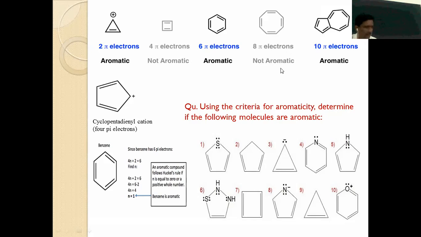So it is not aromatic. Again, there are 10 pi electrons. This is the azulene compound, azulene. So 10 pi electrons, and 4n plus 2 is equal to 10. Whatever n may be, the compound is fully aromatic.